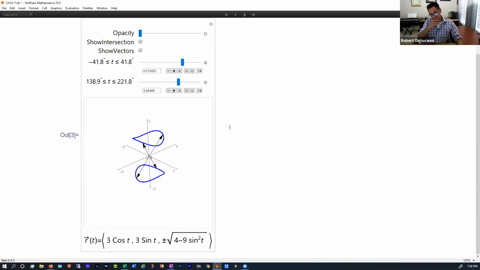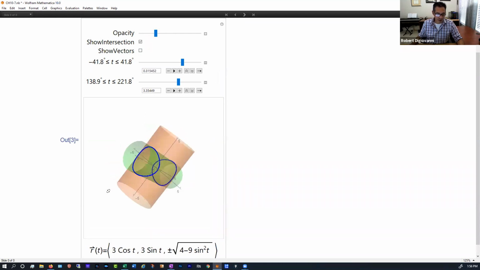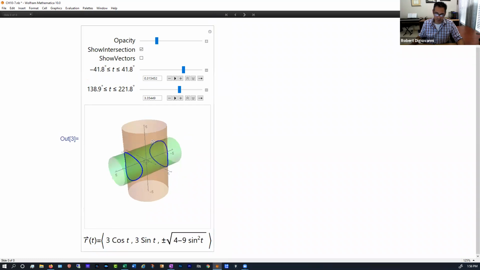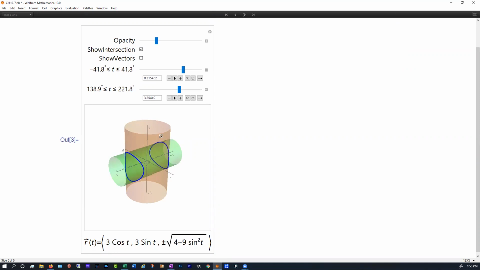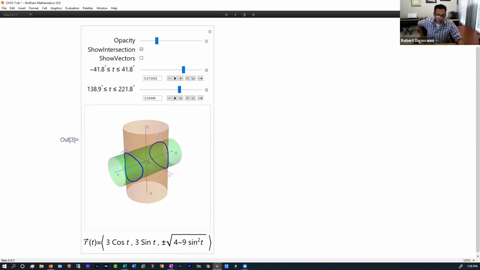So why would this be useful? Why in the world would we ever want to come up with a vector equation that represents the intersection of two cylinders? Just for fun. I don't know, maybe your company makes metal piping for commercial use, like water treatment plants or something like that, where you have pipes coming together, right?